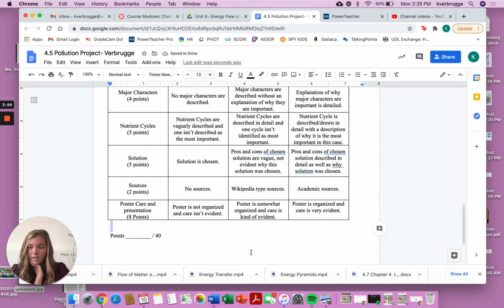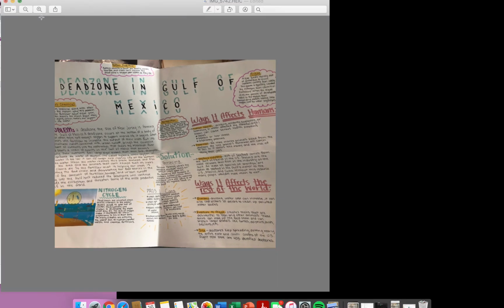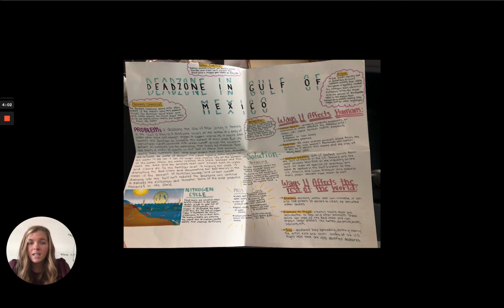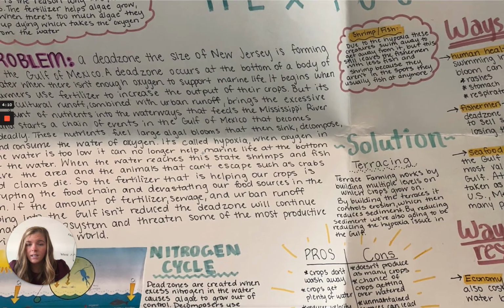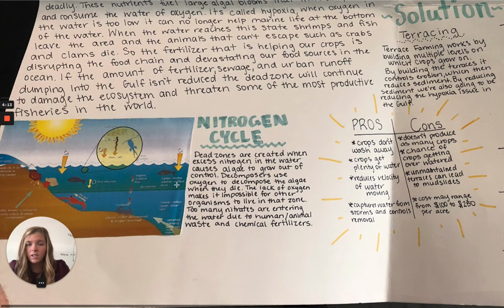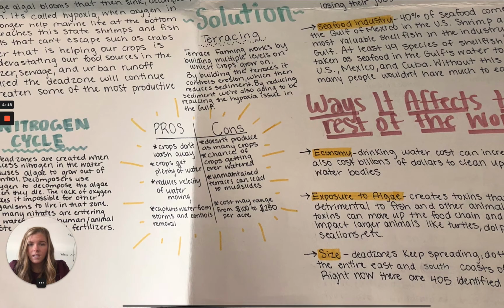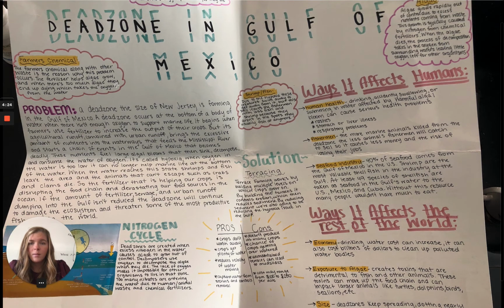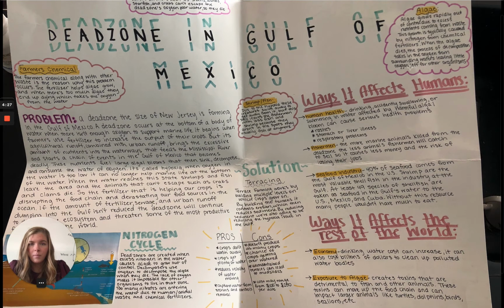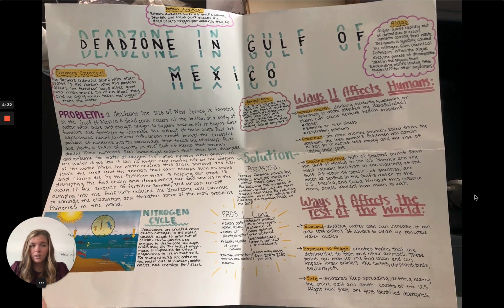Sorry, that was a little rough there. I do want to show you some past projects from past students, so let me make this bigger here. This is a presentation on the dead zone in the Gulf of Mexico. This got 100. They have their problem, and it is explained very well here. They have a picture of the nitrogen cycle, and they're telling what is being affected in the nitrogen cycle. They have their solution, terracing, and the pros and cons of it. They have the ways it affects the world, ways that it affects humans, and major players, the farmer chemical, the fish and shrimp, and the algae, as well as the bottom dwellers. And then their sources are on the back.